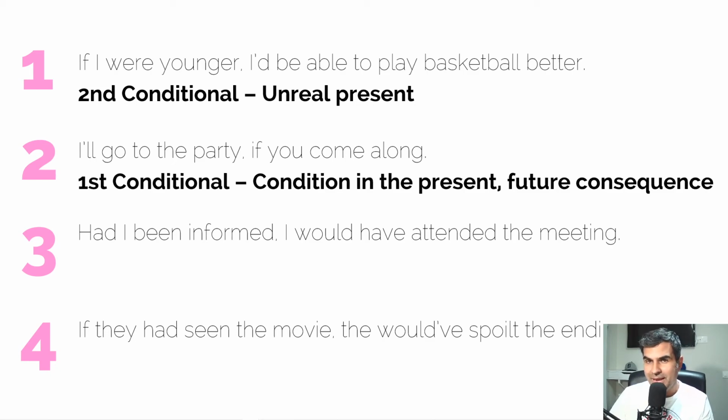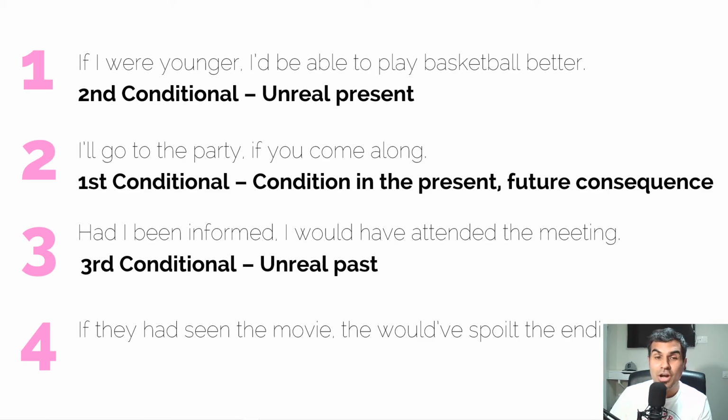Let's take a look at the third example here. Had I been informed, I would have attended the meeting. Take a look at that. I think it's very clear over here, right? We are talking about the third conditional in an inversion, right? We are talking about something that is not real because nobody informed me. I actually missed the memo. So take a look at the inverted past perfect there. Had I been informed, and I would have attended, our conditional perfect tense. So a perfect, wonderful third conditional.